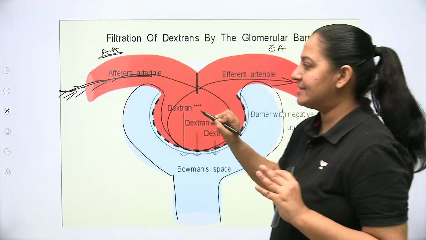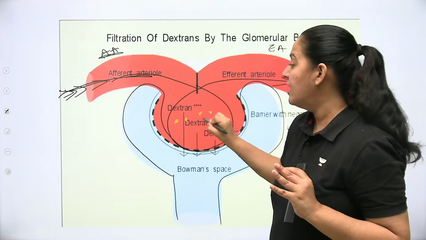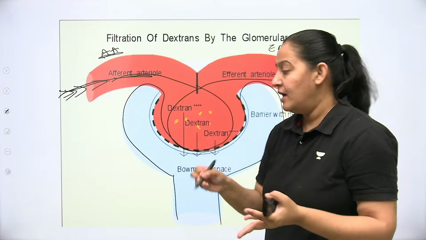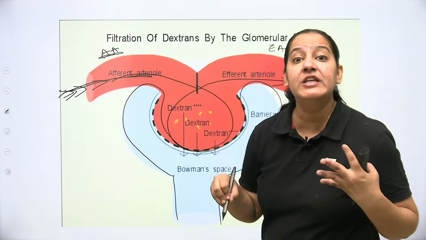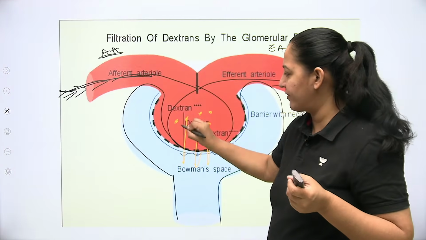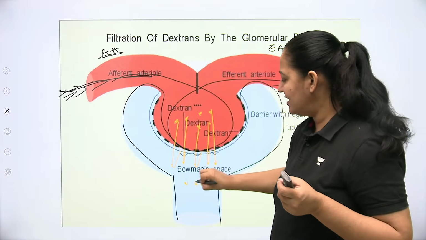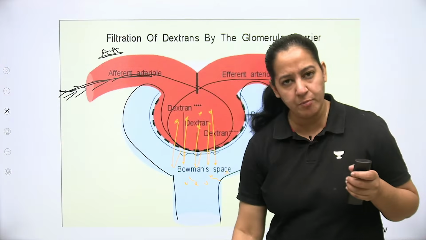Whatever substances are present in the blood which are supposed to get excreted in the urine will get filtered here. Glomerular filtration. They will get filtered here and accumulate in Bowman's space. This space is known as Bowman's space. Do you have any problem understanding that?